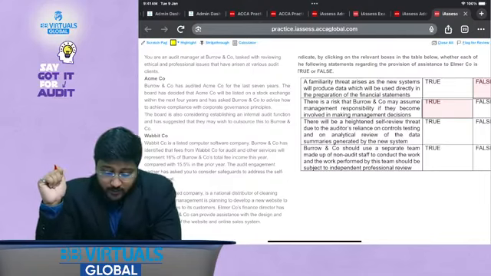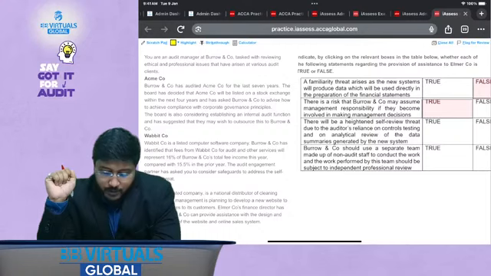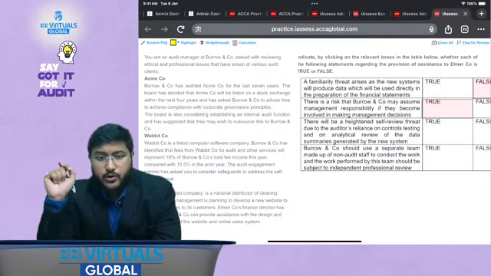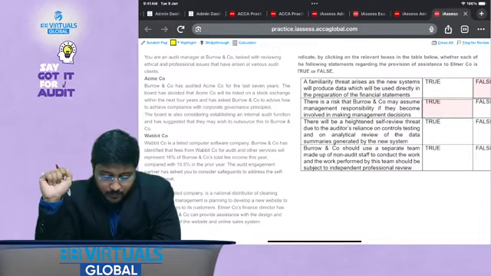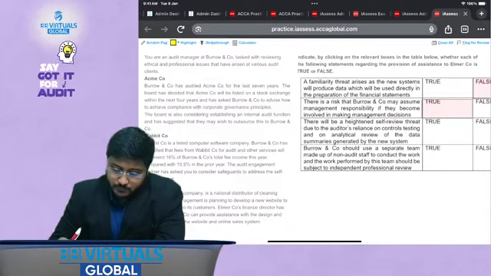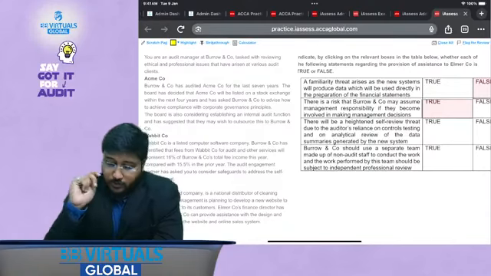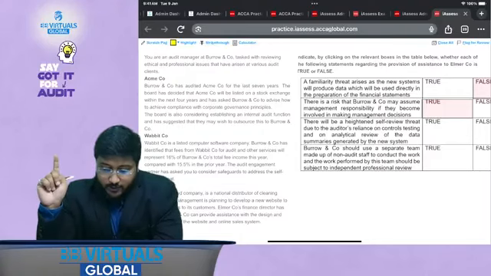Now, there will be a heightened self-review threat due to the auditor's reliance on controls testing and on analytical review of the data summaries generated by the new system. Again, let's read it. No, this is not self-review. Oh, no. There will be a heightened self-review threat due to the auditor's reliance on controls testing and on analytical review of the data summaries generated by the new system, because they are only applying it.